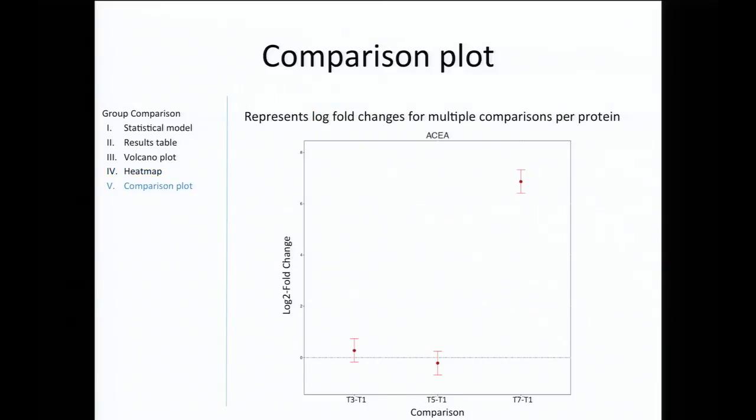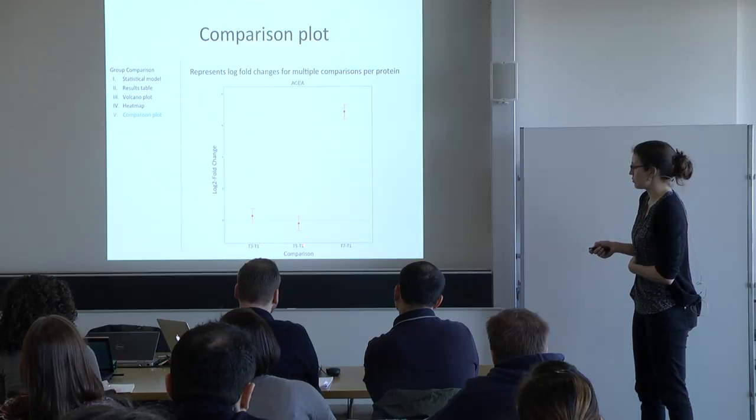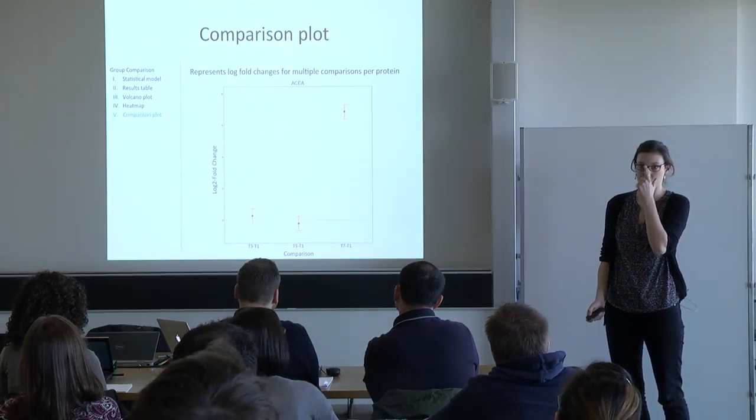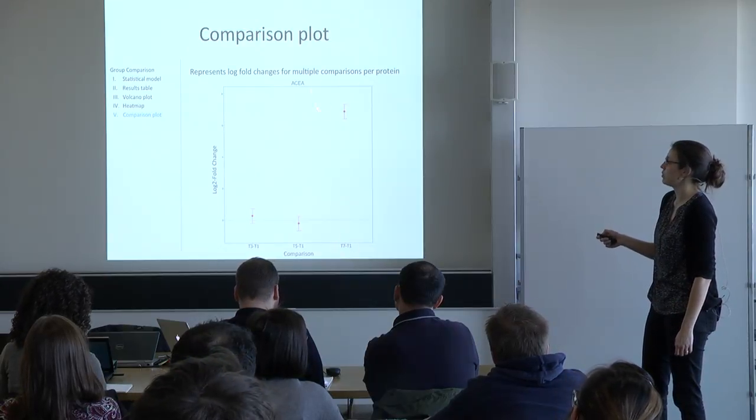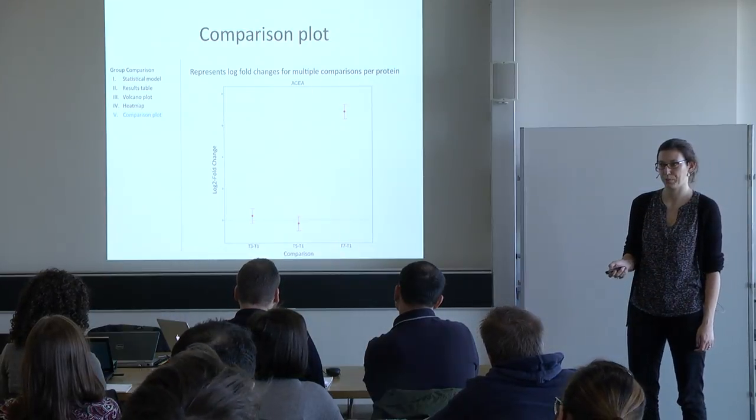And the final visualization would be the comparison plot, which represents the log-fold changes for multiple comparisons for each protein. So here you only look at a specific protein and have the log 2-fold change on the y-axis and the different comparisons here. So what you can see is that between the first 2 time points there's not such a big change, but when you compare time point 1 to time point 7, you have a very high log 2-fold change.